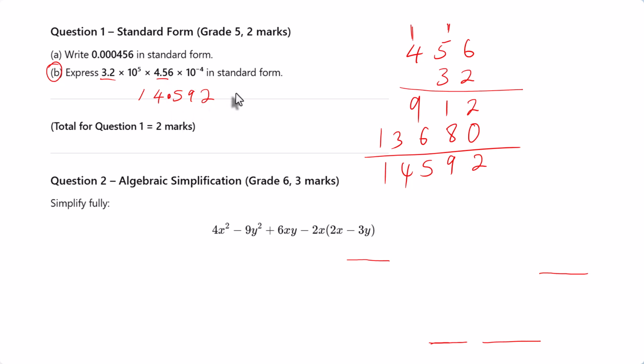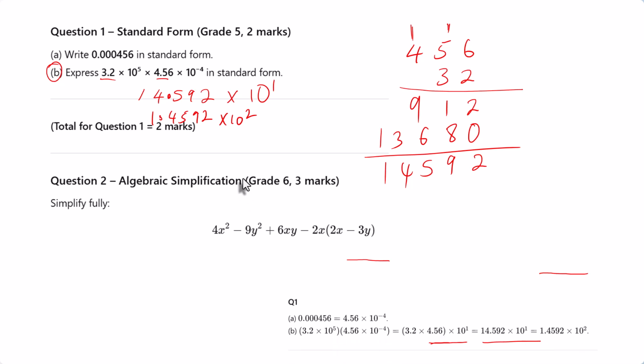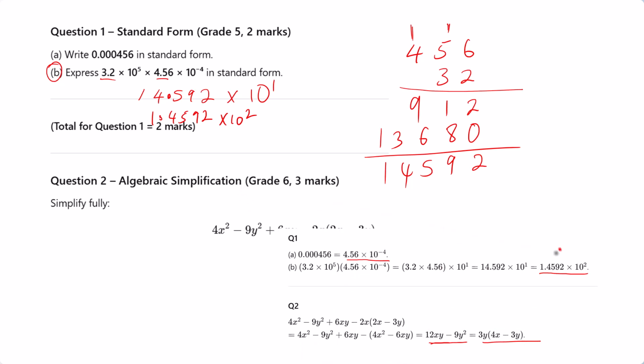Then I will now do the power of 10. When you're multiplying, you add the powers. I've got 5 plus minus 4, and that'll give me 1. Now, because the first number is not less than 10, I will divide this by 10 to give us 1.4592. Since I've divided this by 10 to make it less than 10, I will multiply the power by 10, and that will now make it 10 squared. Okay, so that's how to do that one. So let's see if the answer is right. Yeah, there you are.